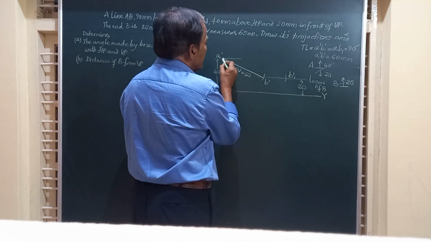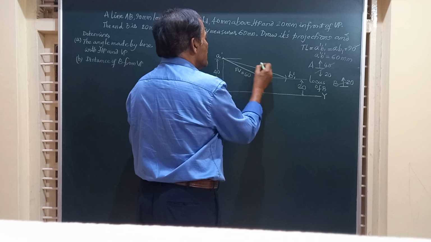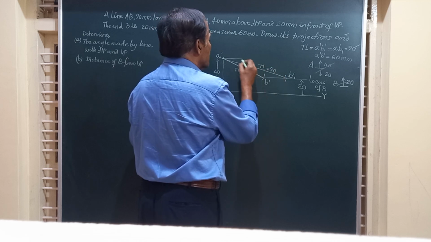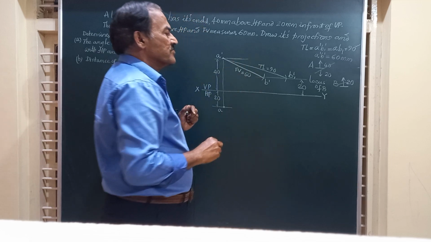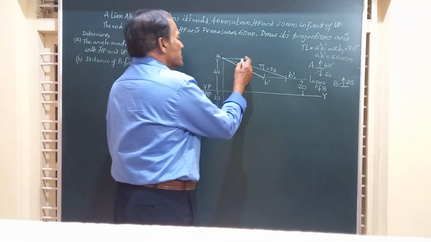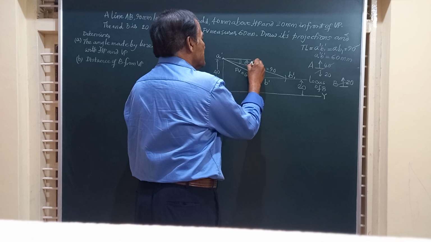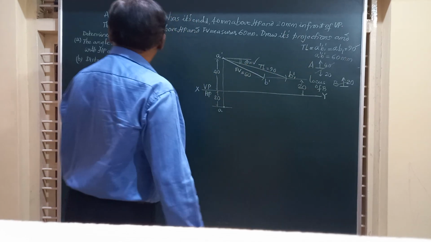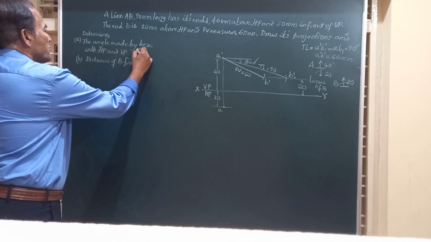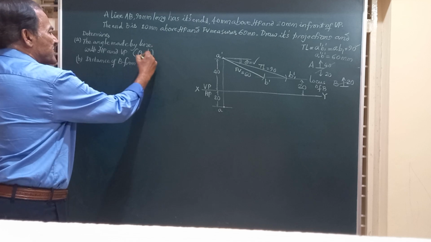Friends, if you join A dash B1 dash by a straight line, you will get the true length. That is already given as 90. So 90 you can just mark. Friends, when you have the true length of the line, you can measure what is theta, the angle made by the line with the HP. That can be found out. That is asked in the question. What is the angle made by the line with HP and VP? With HP it is theta, with VP it is phi.